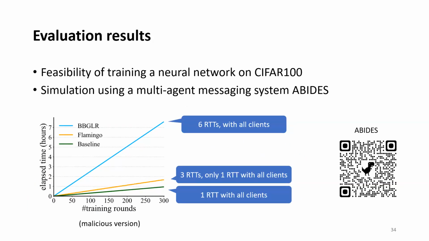So here I show you a figure of running an entire training on CIFAR-100 using the best of prior work, a non-private baseline, and our work. So we simulate all the message delays and also the server and client interaction using a multi-agent messaging system. The blue line here is a previous work from Google. This takes 6 round trips. In each round trip, the server needs to interact with all the clients. And the green line is the baseline, which is non-private, so the server just asks the clients to send the weights in the clear. And the orange line is our work, which takes 3 round trips in the malicious case, but in only 1 round trip the server interacts with all the clients, and for the rest of them, the server only interacts with the decryptors.